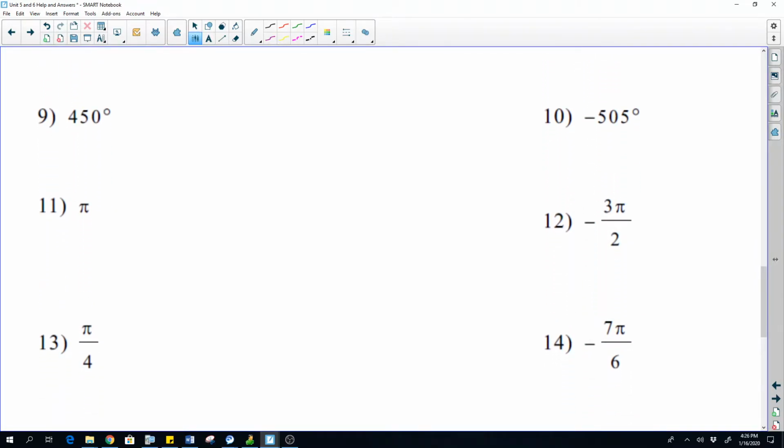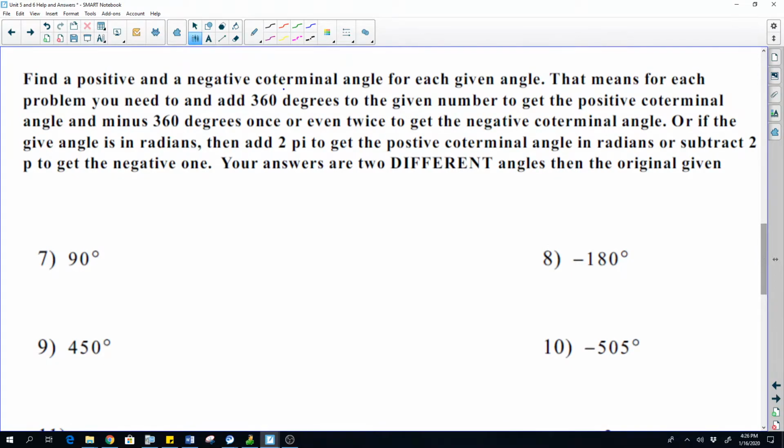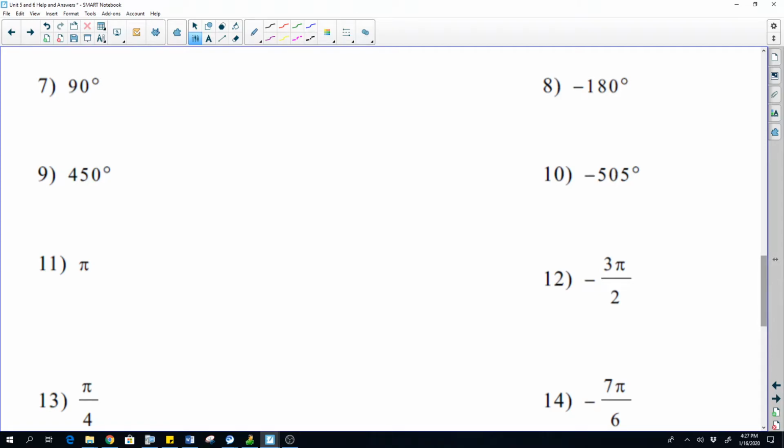Let's try, what about 11? No, let's try 9. So these ones you're supposed to add 360 and over again, or minus 360 to get, or add 2 pi, and or minus 2 pi. It's supposed to be a pi. Excellent. To get a positive and negative coterminal angle, right?